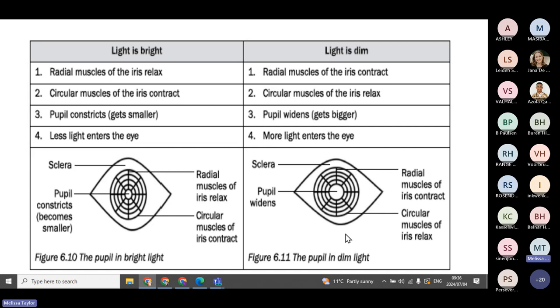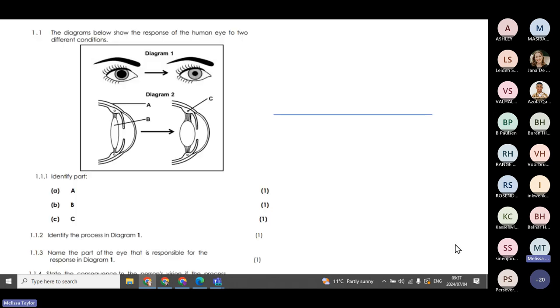And the opposite is true here. So when we've got dim light, we want this to be big, so the radial muscles must be short. So the radial muscles must contract, the circular muscles must relax, the pupil dilates and lets more light into the eye. Please note, it says radial muscles of the iris. If you're answering a question like this, you must mention that the muscles are the muscles in the iris, because we have radial and circular muscles in other parts of our bodies as well.